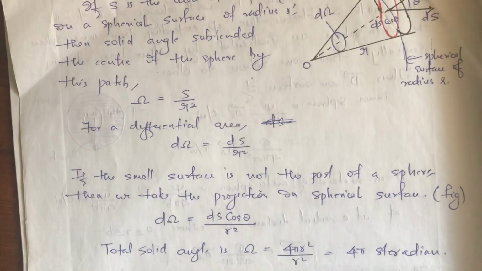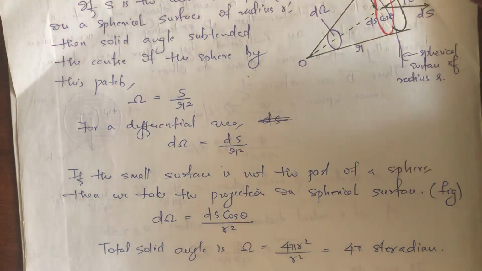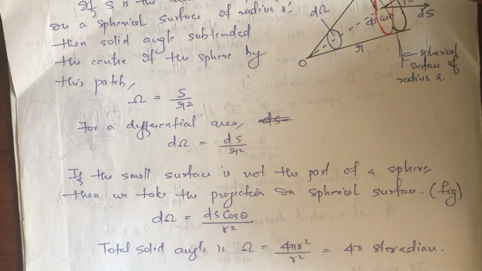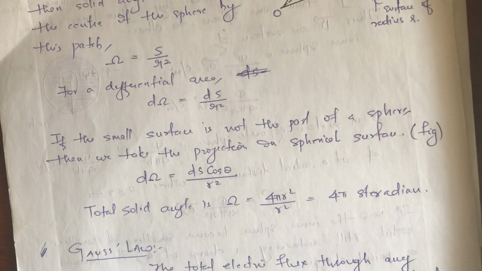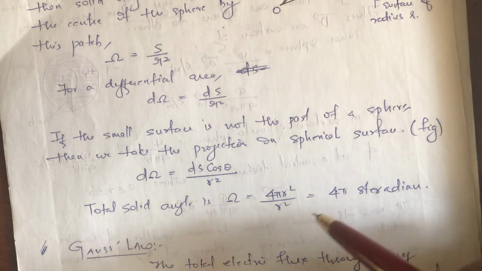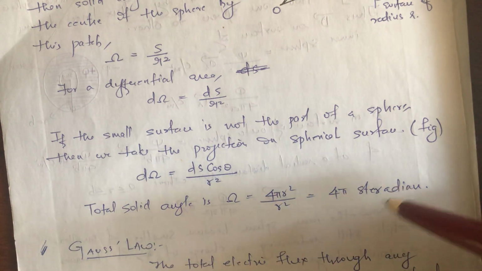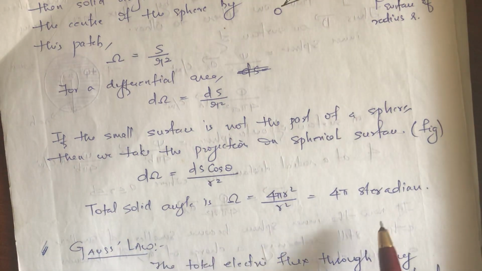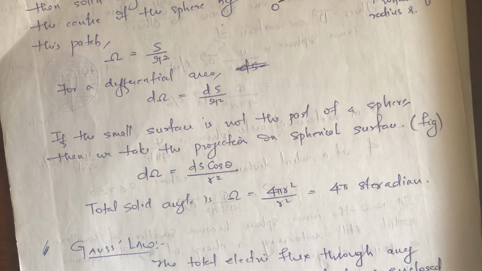If the small surface is not part of a sphere, then we can take its projection on the spherical surface. So this is ds and this is theta. The projection will be ds cos theta. So d omega is equal to ds cos theta by r square. And the total solid angle omega for a sphere is 4 pi r square by r square, because it is surface area divided by r square, which equals 4 pi. This is very important. Total solid angle is equal to 4 pi, and d omega is equal to ds cos theta by r square.